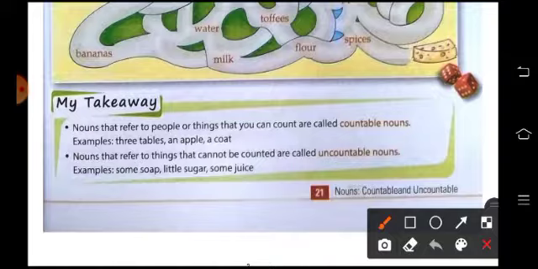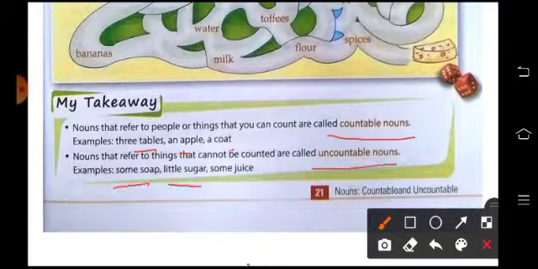Nouns that refer to people or things that we can count are called countable nouns, like 3 tables, an apple, a coat. Nouns that refer to things that cannot be counted are called uncountable nouns, like some soup, a little sugar, some juice.